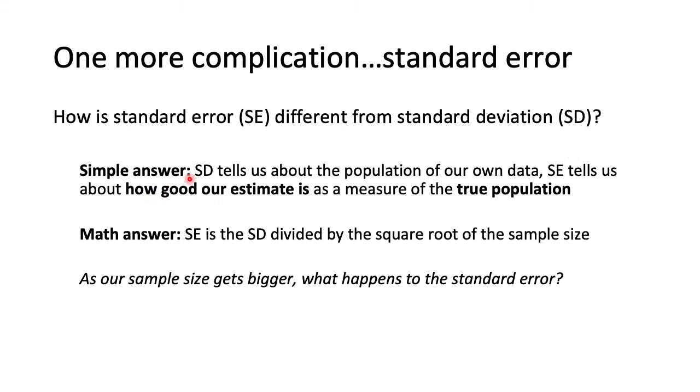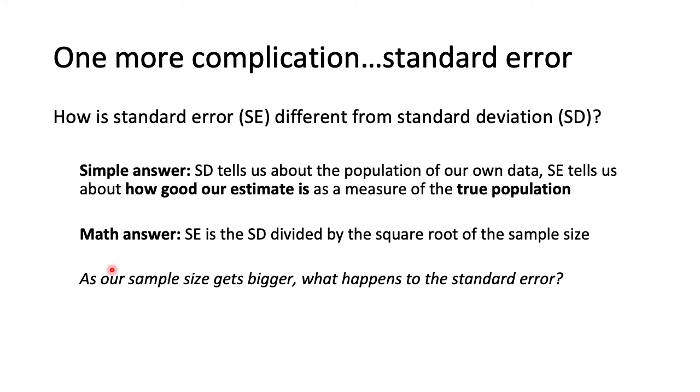So standard deviation tells us about the population of our own data, where the standard error tells us how good our estimate is as a measure of the true population. When we do experiments, we do hope to answer questions that represent a large population. However, we can't just experiment on everyone or every species or everyone in the population because of resources, because of introducing more error. And so there are many reasons why you can't just test every individual. But we can do statistics that can show us how close we are to a true population.